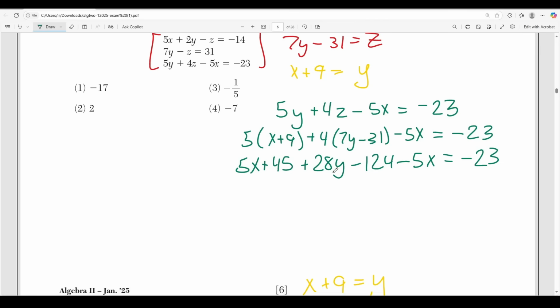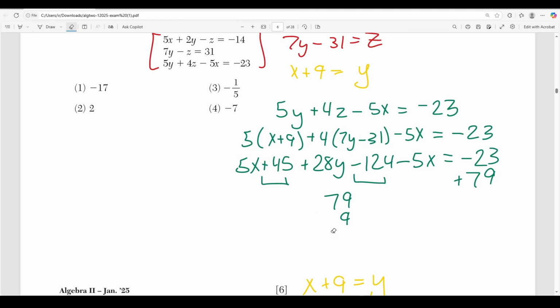So let's clean this up for now. Let's move all the numbers onto the other side. So we know that positive 45 minus 124 is equal to negative 79. So negative 79, I have on this side. I'm going to just quickly add that to this side. So I have negative 23 plus 79 gives me 56.